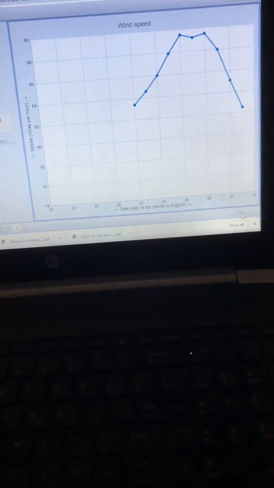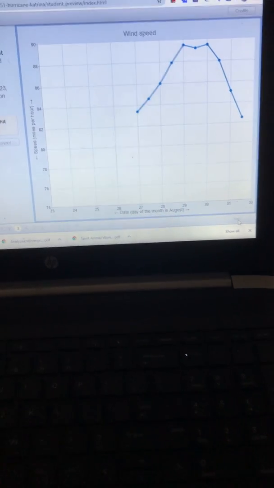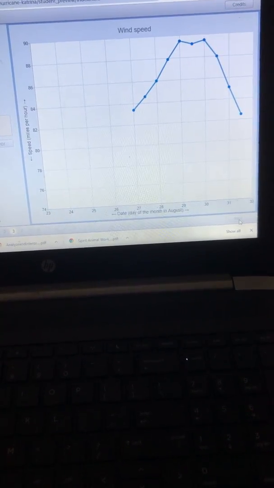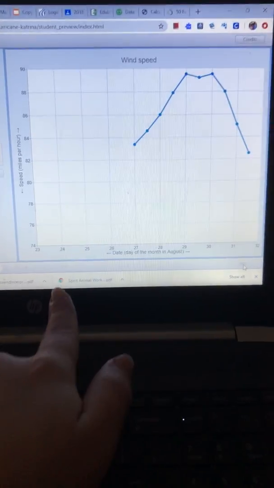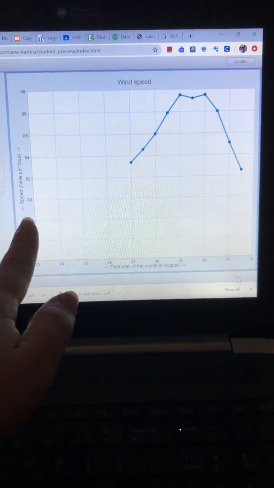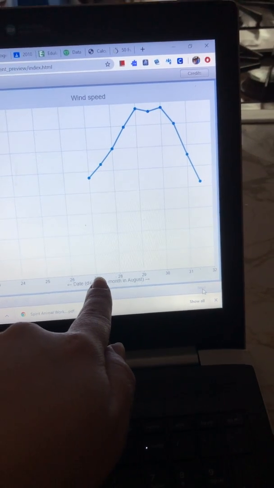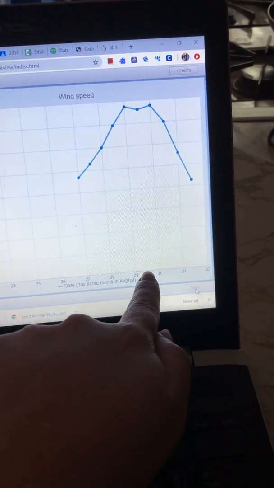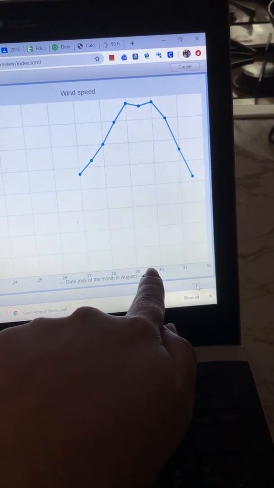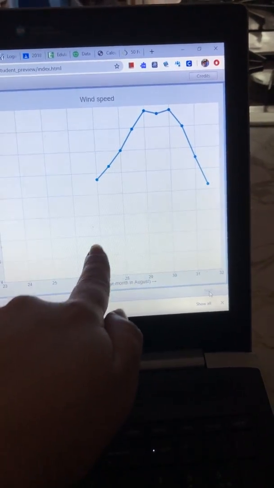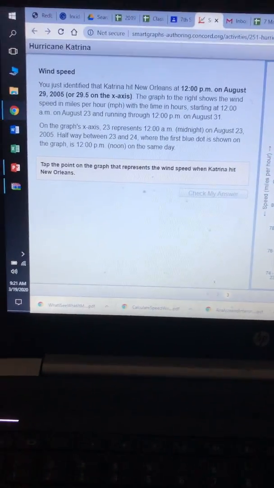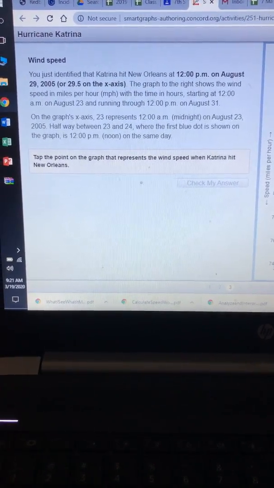Okay, so it's the same, guys. The difference now is that we're looking at speed. Starting on the 27th, which we know it didn't hit initially until the 29th at noon, the 27th is when the wind started to increase. So the question is, tap the point on the graph that represents the wind speed when Katrina hit New Orleans.